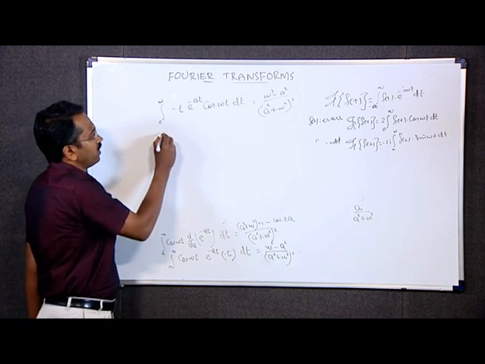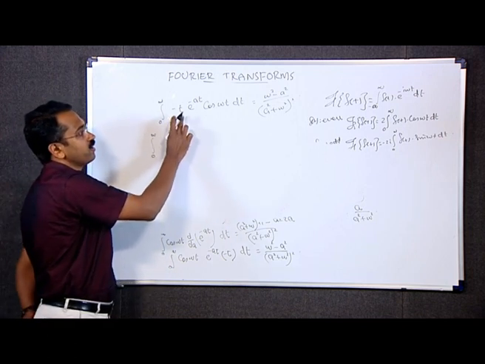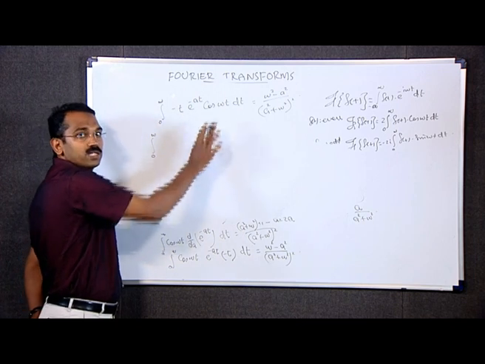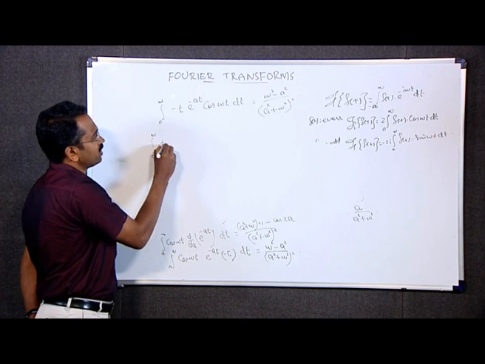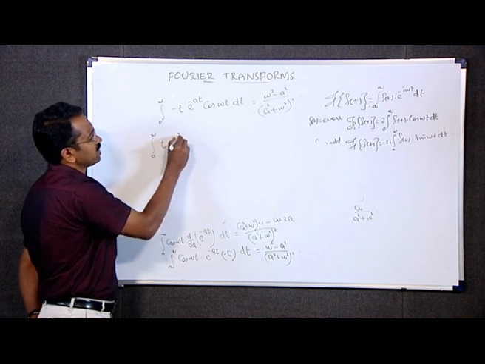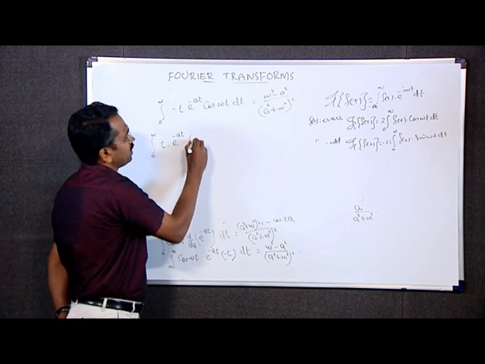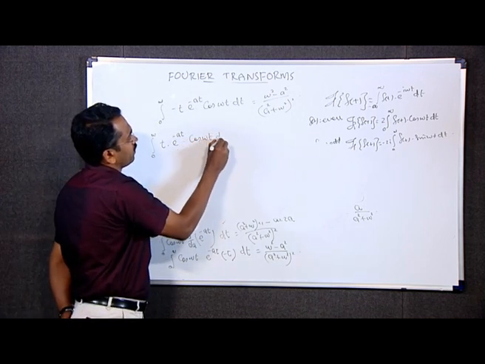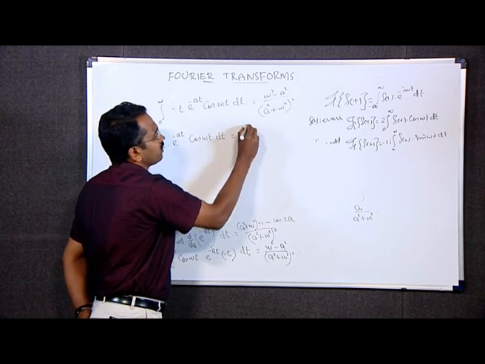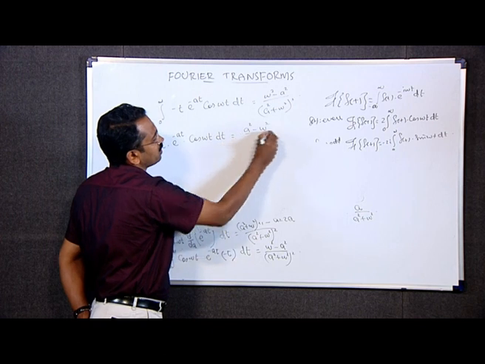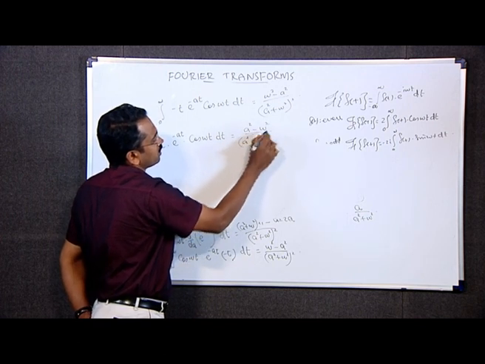That is, integral from 0 to infinity. If we multiply both sides by minus 1, we get integral from 0 to infinity t into e raised to minus a t into cos omega t dt is equal to a square minus omega square divided by a square plus omega square the whole square.